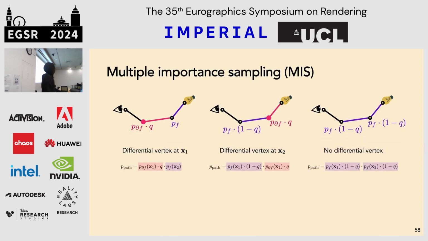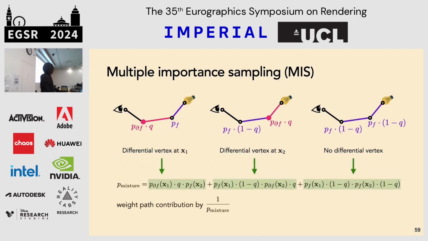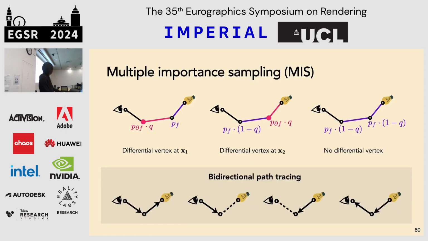For each of these three possibilities, we can compute the probability of sampling the given path, and then we can sum these probabilities together to form a mixture probability. So now instead of weighing the contribution of the path by how we actually sampled it, we weigh the contribution using the path mixture probability. And this is similar to how MIS works in bidirectional path tracing, where MIS is used to combine sampling methods with varying camera and light subpaths.